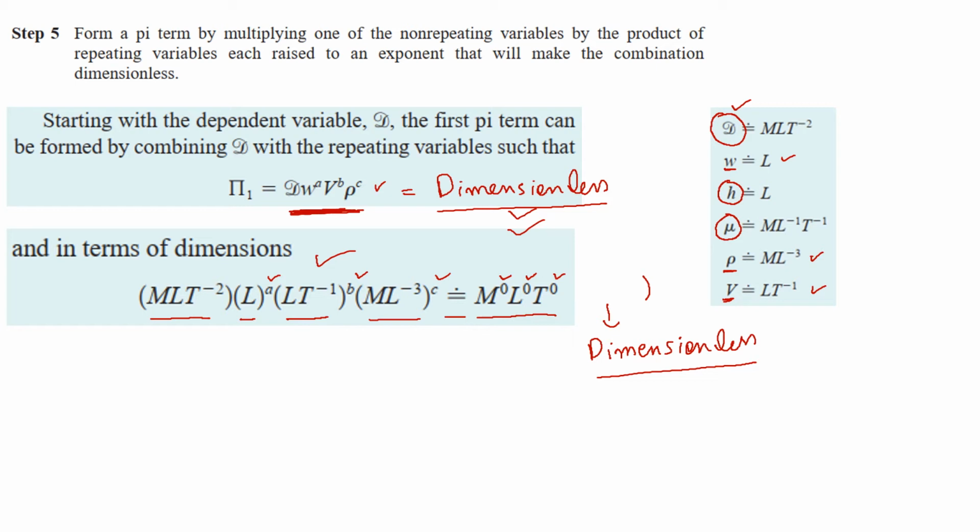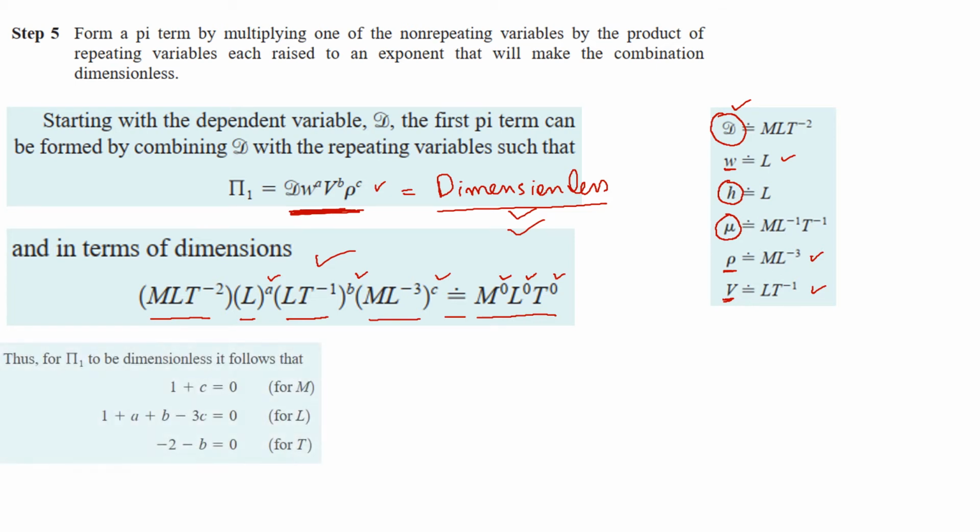So now let's correctly determine the values of my powers A, B, C, and then we will correctly arrange this pi 1 term. Thus for pi 1 to be dimensionless, it must follow that 1 plus C is equal to 0 for our dimension of mass. Why is this 1 plus C? Because you can see that the mass dimensions appear in the force term right here, and it has a power of 1. So this is why 1 is written here, plus C. And then the mass dimensions appear in this density term, and here it has a power of C. So that's why 1 plus C is equal to 0 for mass.